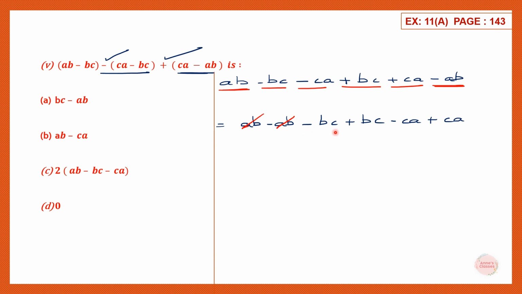Next one, we have minus BC plus BC. So that is 1 minus 1, again 0. Same thing here, minus CA plus CA, 0. So our answer here is simply 0. Which option is that? Option D.